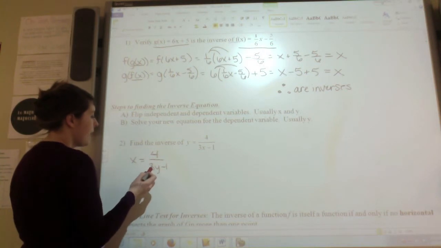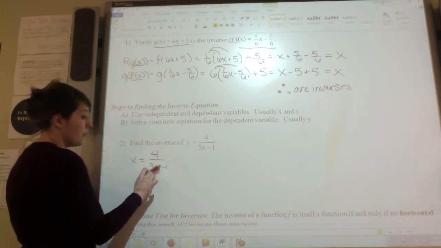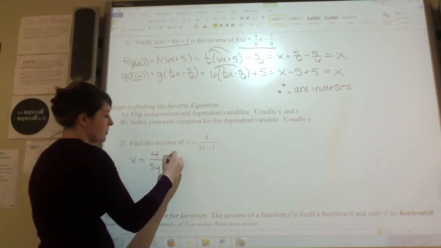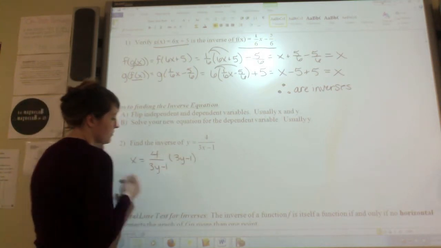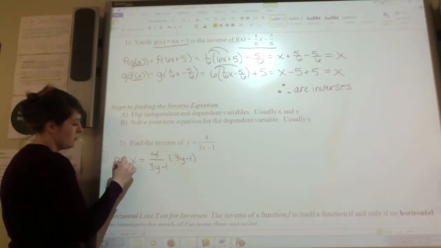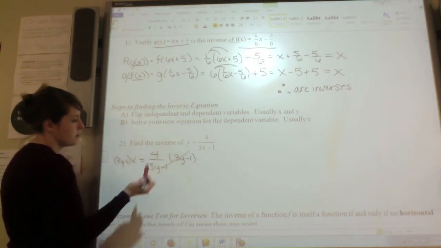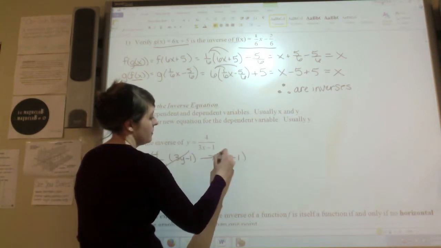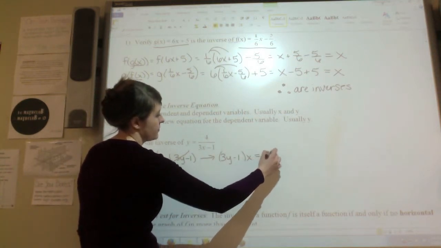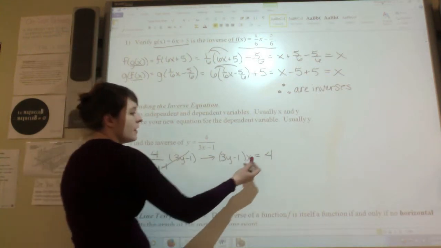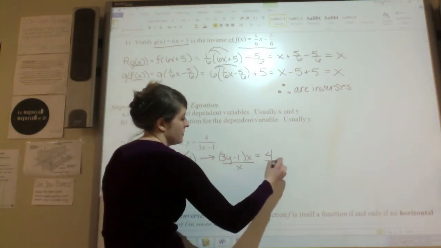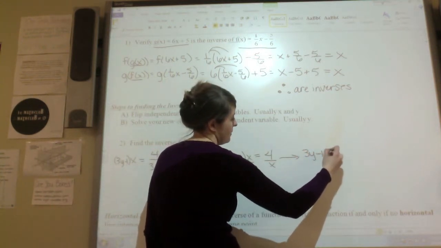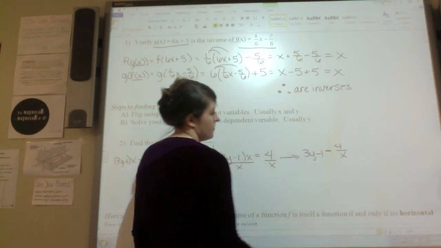So to solve for y, I don't like that y is in my denominator, so in order to get y out of my denominator, I'm just going to multiply both sides by my denominator, which is 3y minus 1. Okay, so when I do that, those cancel out, and I get 3y minus 1 times x equals 4. Now I can divide by x, and that gives me 3y minus 1 equals 4 over x.